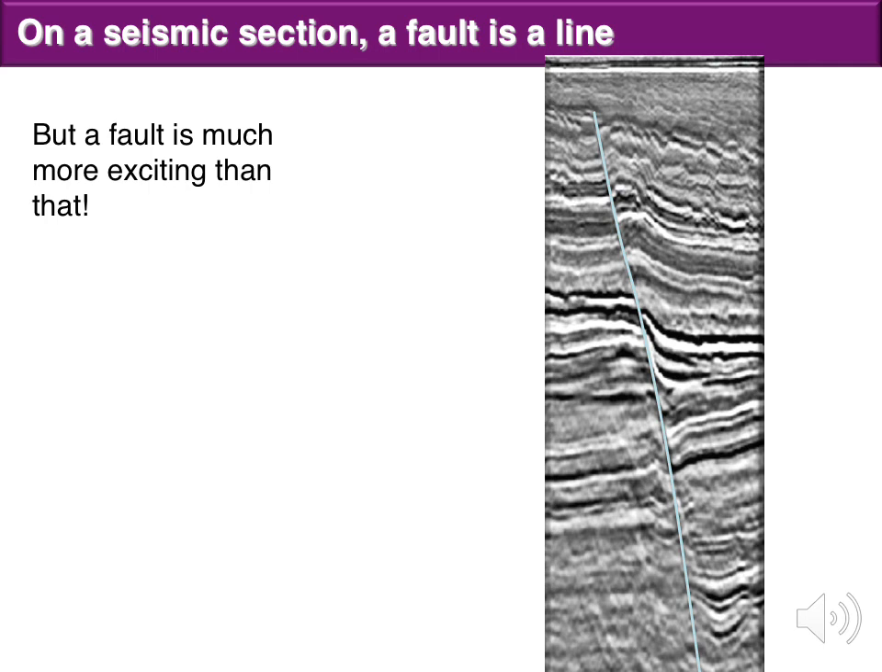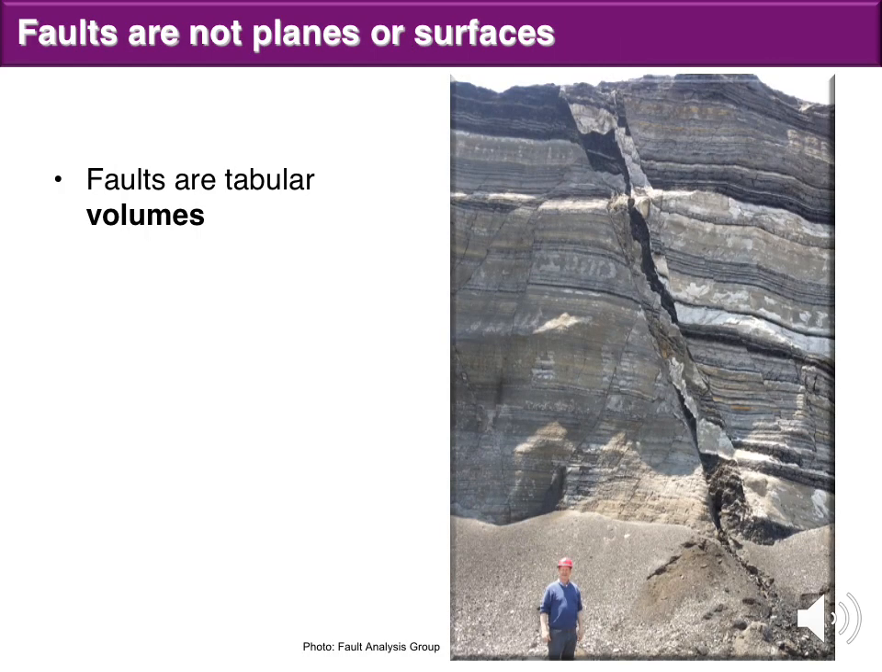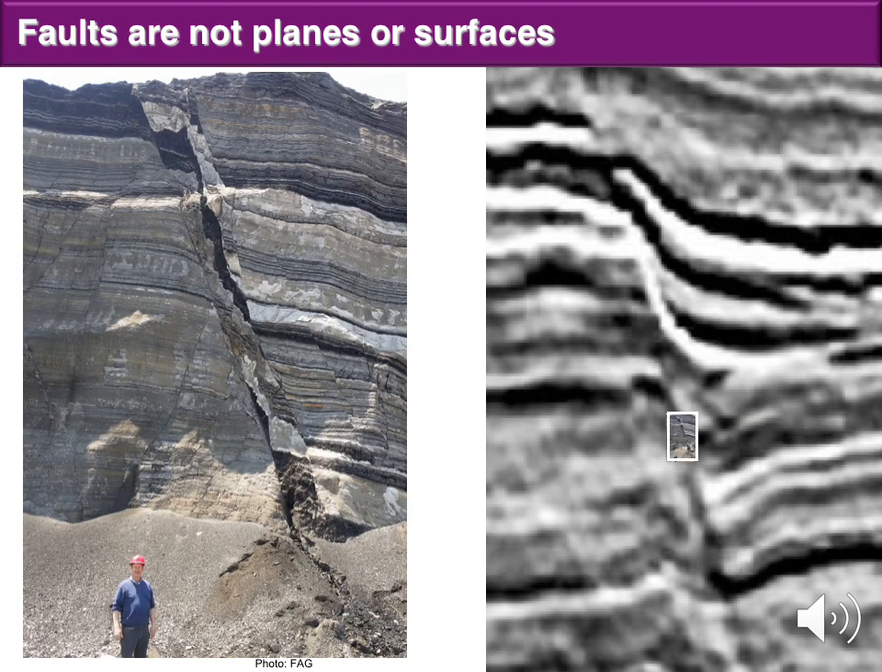Now on a seismic section, a fault is usually just a line, but a fault is much more exciting than that. Faults are actually tabular volumes that contain, as we have seen already, very interesting internal structures. And in this slide I'm trying to relate the seismic image to the right and the outcrop image to the left to show the difference in scale. I mean, the outcrop picture illustrates complexities that are way too small to be seen in the seismic section. So we need both scales of observations to understand faults.